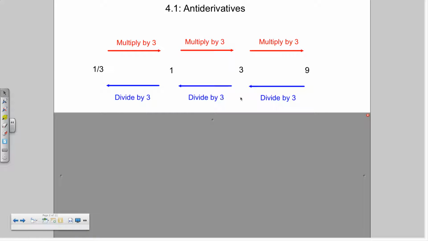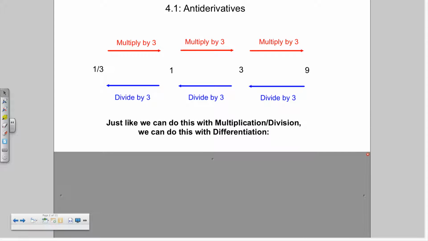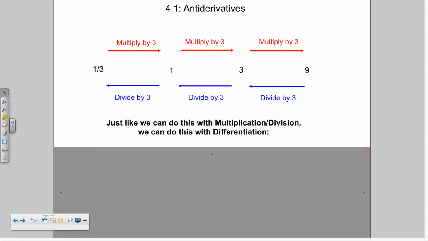So much like numbers, if we were to start at 9, we could divide by 3, divide by 3, divide by 3. And if we wanted to get back to the starting point, we could multiply by 3, multiply by 3, multiply by 3. Just two different directions, but ultimately the same type of thing. And just like with multiplication and division, we can do this with the differentiation operator.